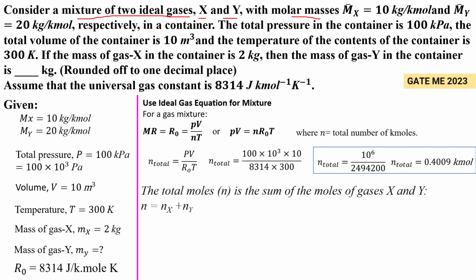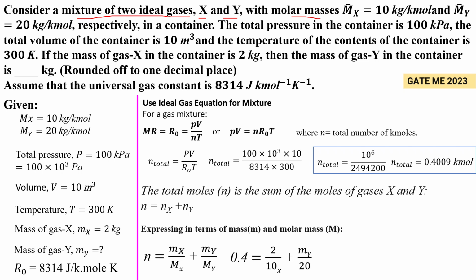So the total number of moles N is the sum of the number of moles of the gases X and Y. This can be written as N total, or small n, equal to Nx plus Ny, and we know the relationship between the mass and molar mass. Then we can express the total number of moles in terms of the mass and molar mass. So small n equals small mx, which is the mass of gas X, divided by the molar mass of the X gas, that is capital Mx, plus small my divided by capital My.